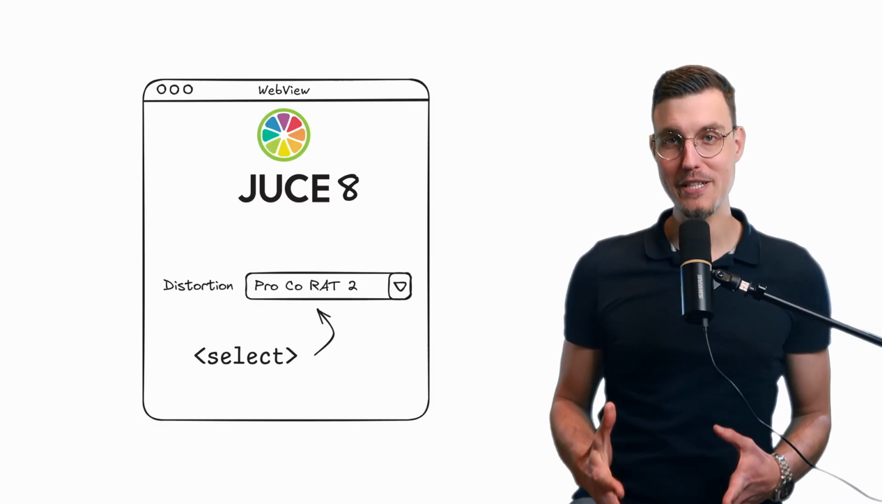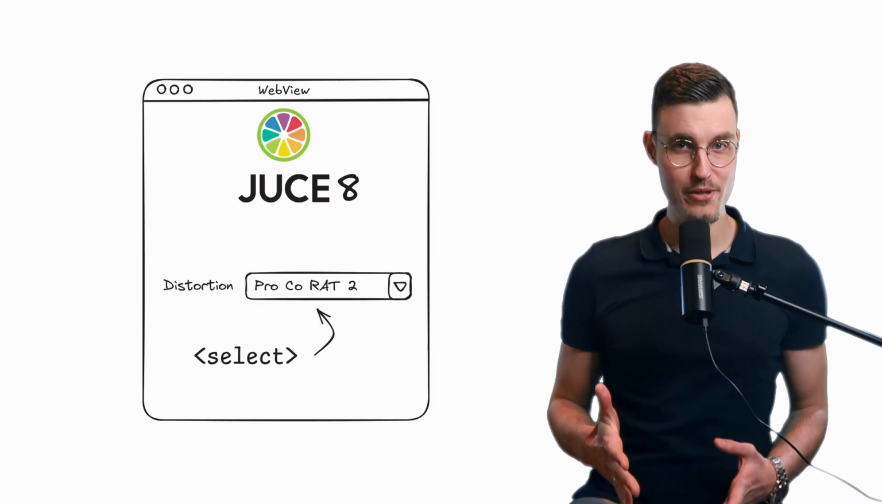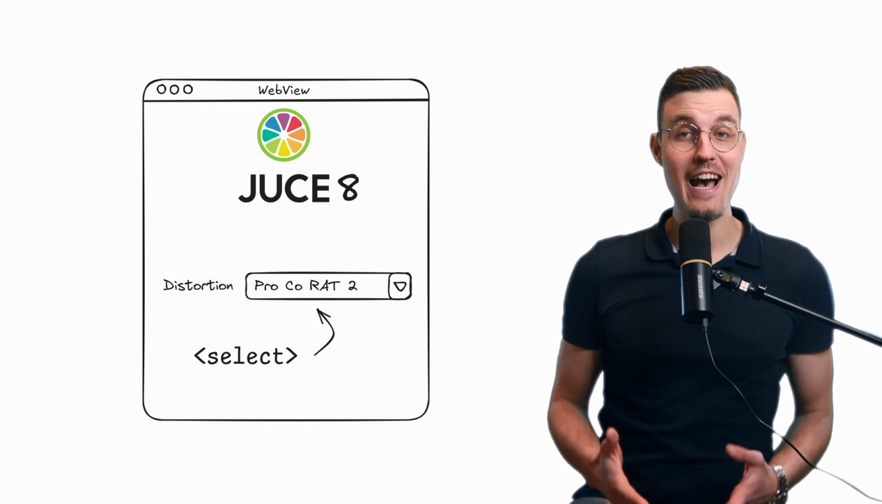So you've followed this tutorial series. You've implemented an audio plugin with WebViews using JUCE 8. How to distribute it to your customers? That's the topic of this video.